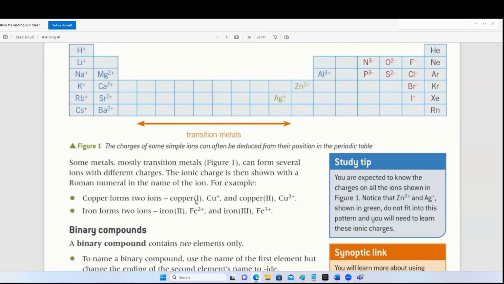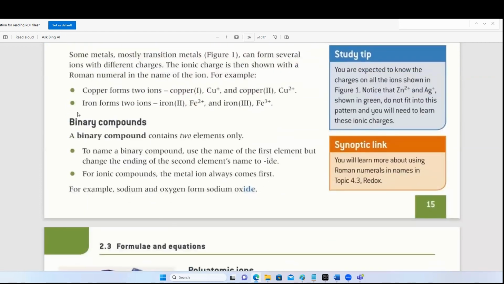So if it is written in words as copper(I) sulfate, you should know that it will be Cu2SO4, because SO4 wants two electrons and the numeral one means each copper can only give away one electron, so there will be two coppers. Just like that. And iron forms two ions, iron(II) and iron(III). So I think you understand.